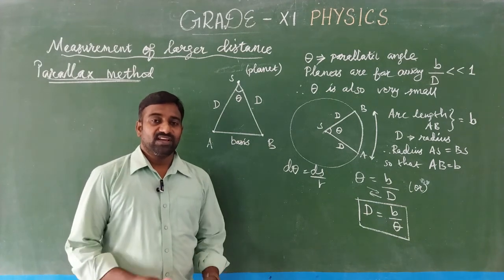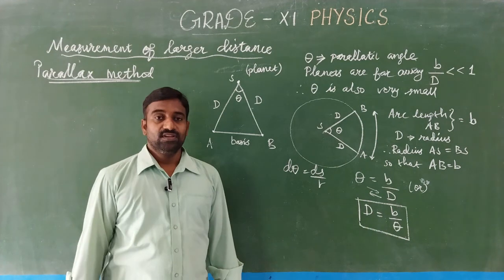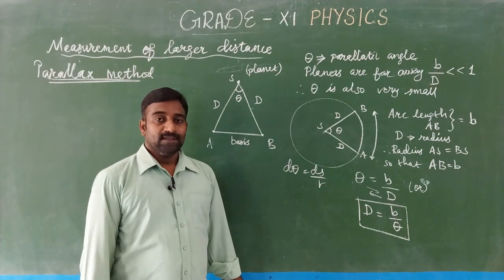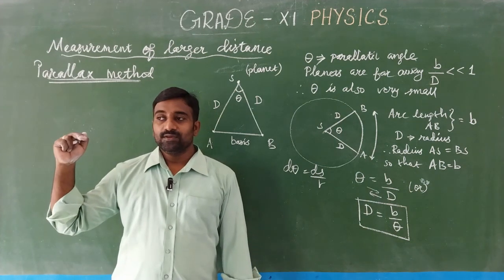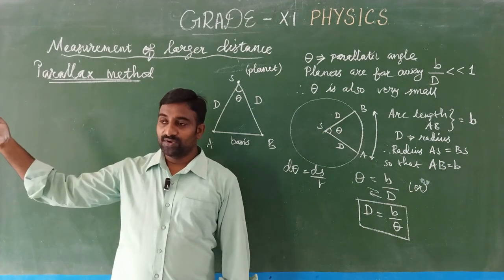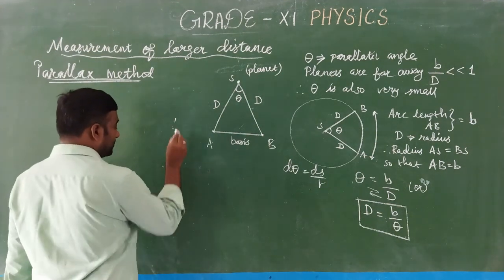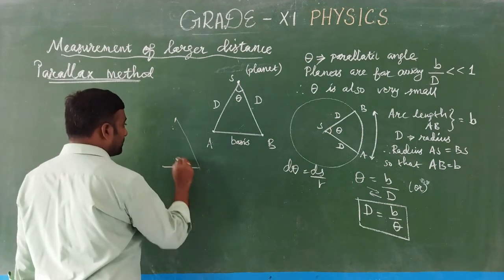So it is applicable, say from your home there is a cell phone tower at a distance, and to estimate the distance of the cell phone tower we can use this method. First from your home or a point you note the cell phone tower. Then after walking a few distance, say 10 meters, to point B, you note the cell phone tower again.